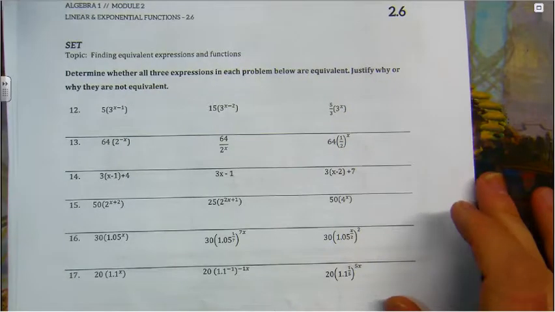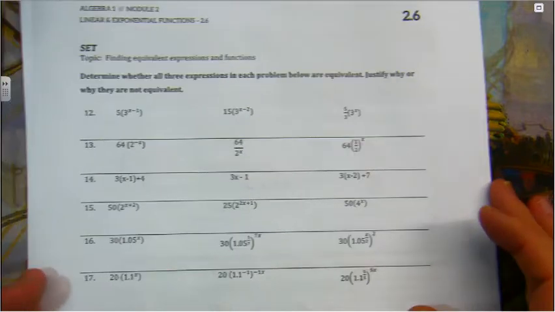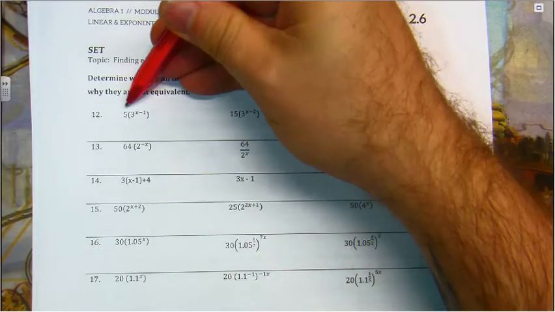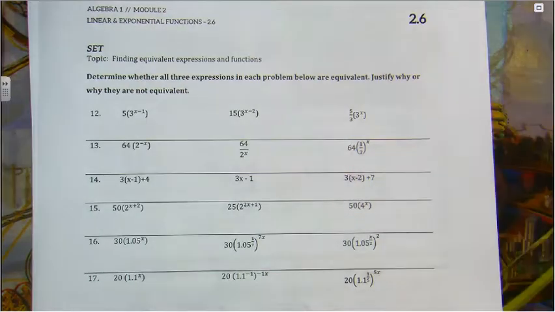So now it wants us to determine whether all three of the expressions in each problem below are equivalent, and it wants us to justify why this may be true. To do this, we can do a couple things. We could look at it in terms of what our base values are. That's kind of the best way to do this.